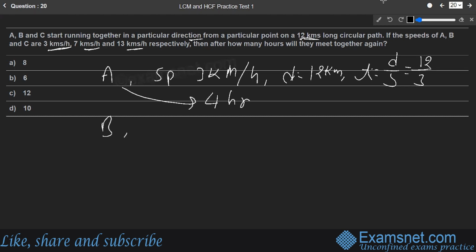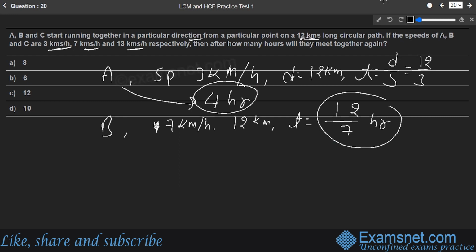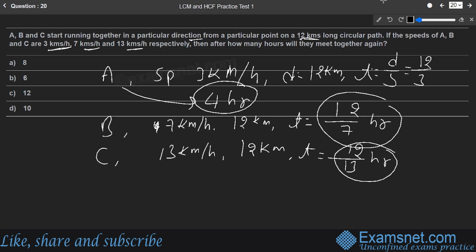Similarly, if you want to know for B, the speed is, rather, 7 km per hour. Distance is again 12 km. So time is equal to distance over speed. So it's going to be 12 by 7 hours for B. Let us find out for C. The speed of C is 13 km per hour. Distance he has to cover is 12 km. Time is always distance over speed, 12 by 13. So A completes the track in 4 hours, B completes the track in 12 by 7 hours, C completes the track in 12 by 13 hours.